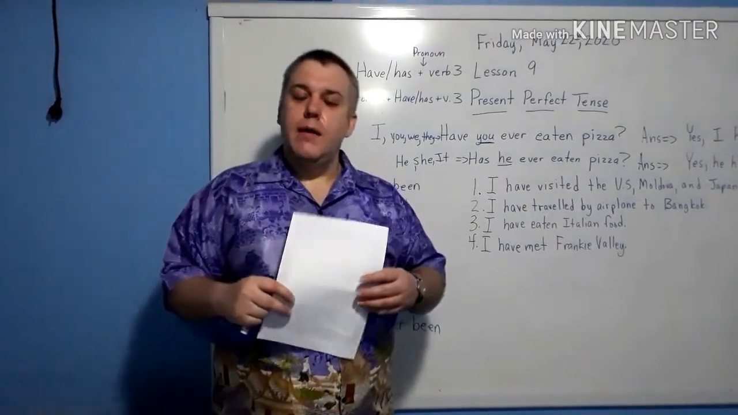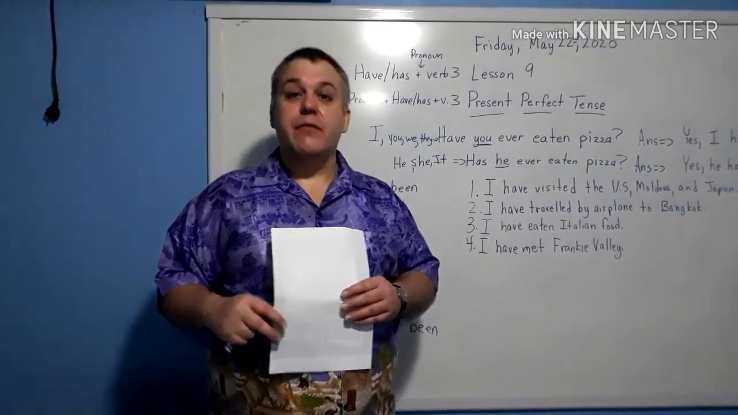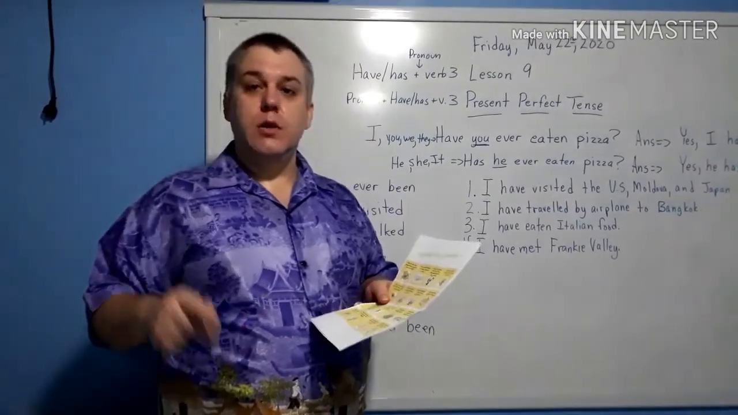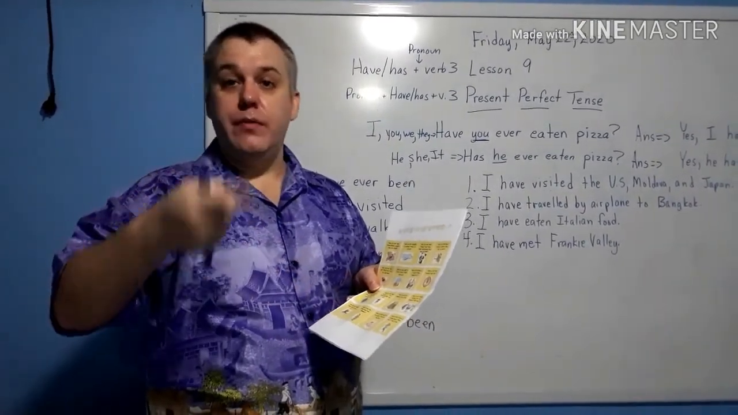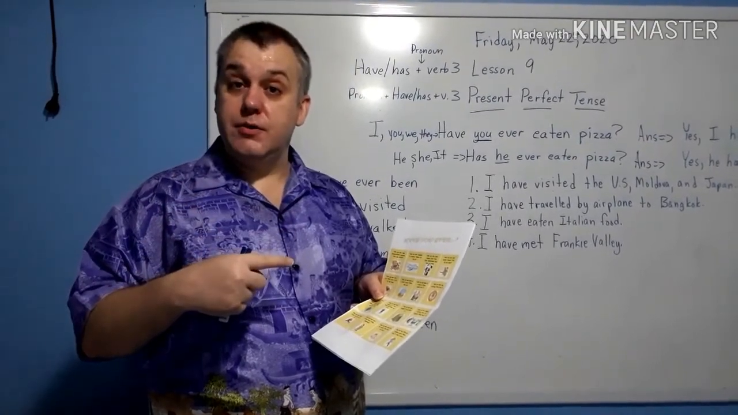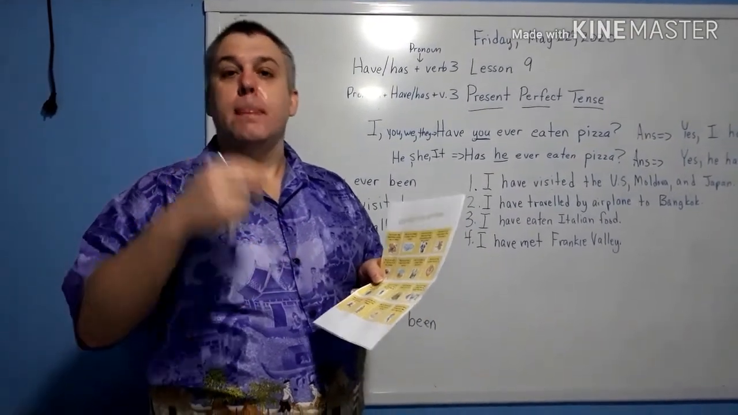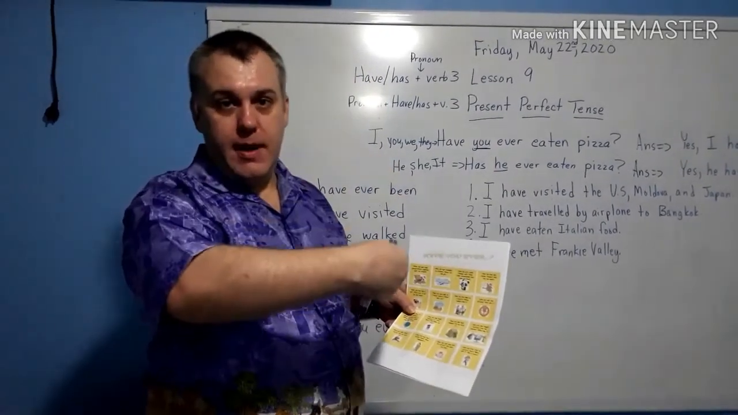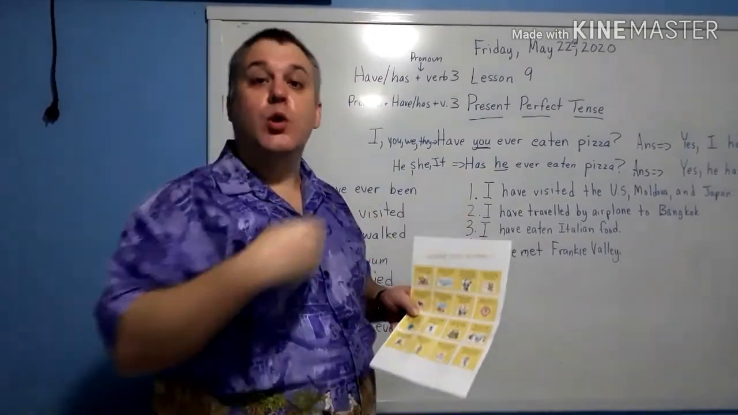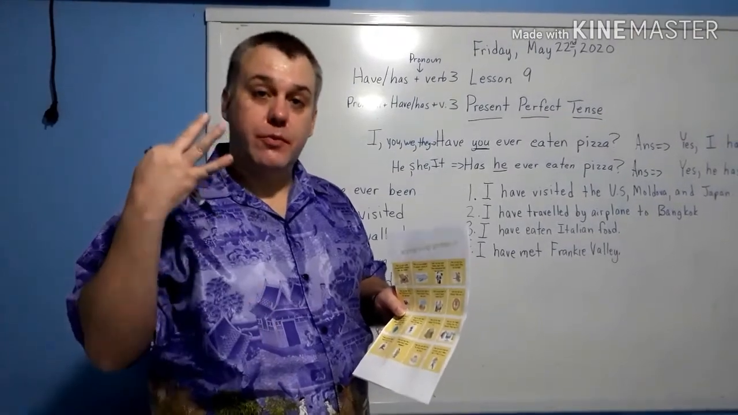So, if you have any questions, first look at the worksheet. We're going to put on this, and it has all the irregular verbs, almost all of them. We use verb 3. There's 3 verbs: simple present, simple past, past participle. We're using past participle, verb 3.